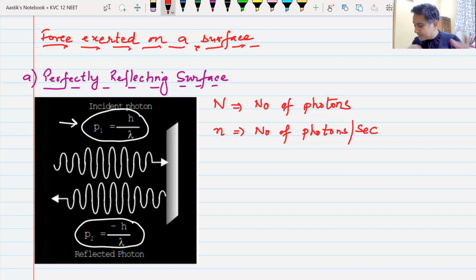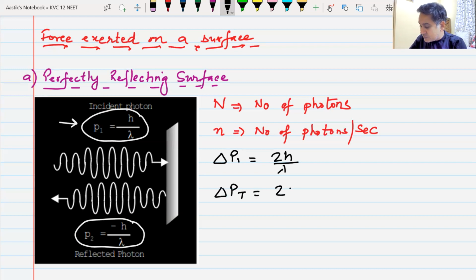Without getting into too much detail, I'll tell you what they can ask you. They can ask the change in momentum of one photon, which is equal to 2h by lambda. The total change in momentum is 2Nh by lambda, multiplied by the total number of photons.